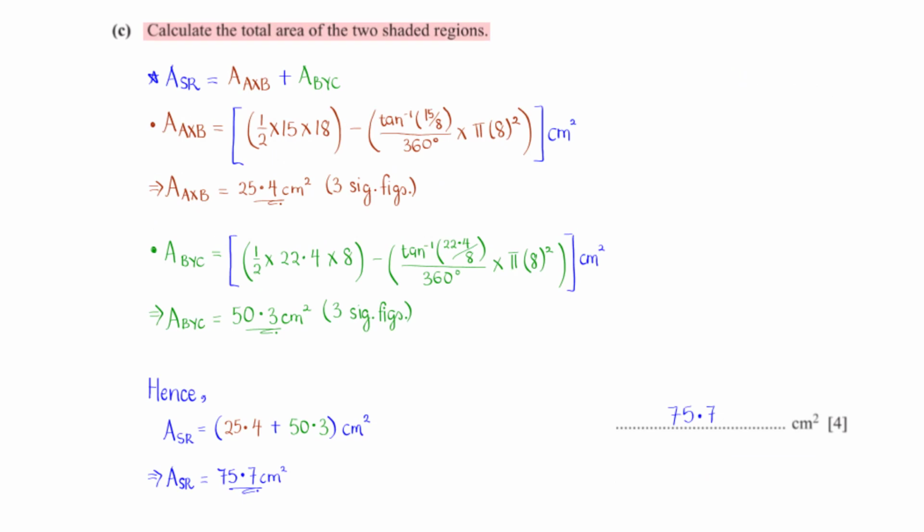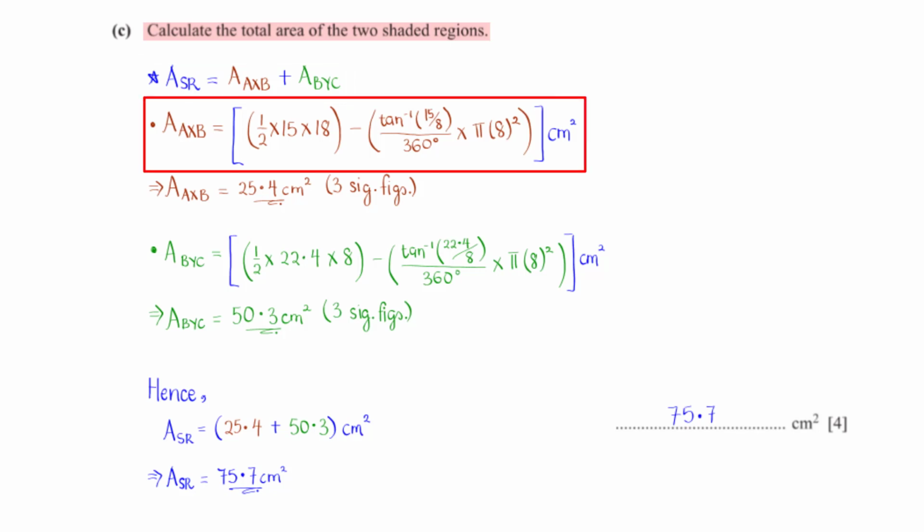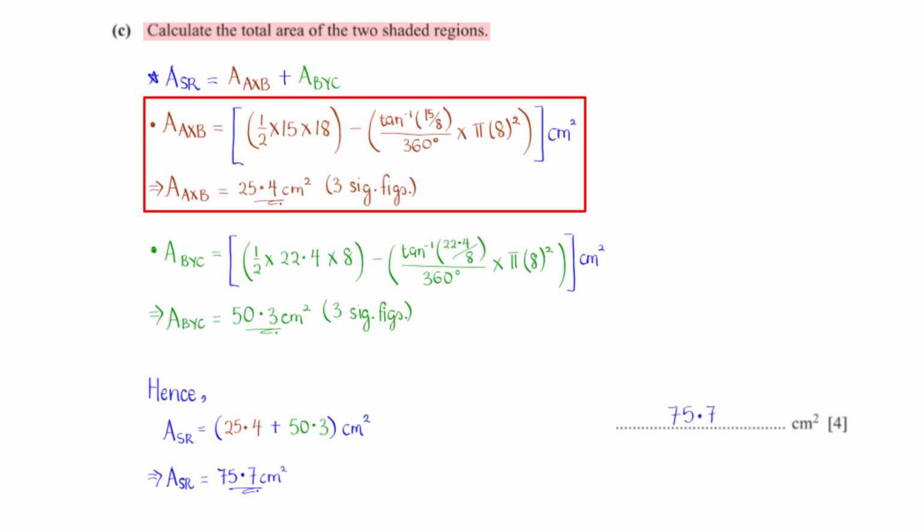Calculate the total area of the two shaded regions. The area of the shaded region is equal to the area of AXB plus the area of BYC. To get the area of AXB, we subtract the area of the sector BOX, which is tan inverse of 15 over 8 divided by 360 degrees times pi 8 squared, from the area of triangle BOA, which is half of 15 times 8. This gives us 25.4 centimeters squared rounded to 3 significant figures.